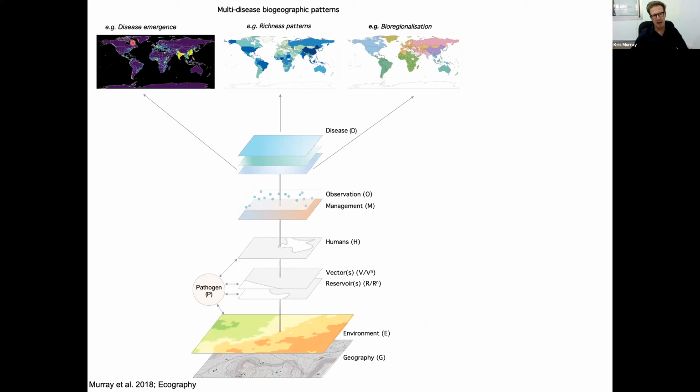Here is a map of what we're calling disease emergence. Here's a map of disease richness. So this is the number of different pathogens per country in every country on Earth. And here is the regionalization of pathogens, how similar the pathogen communities are across geography. And you can see that it's very Wallacean in this sense. You have Australasian groups of disease, African groups of disease, and whatnot.